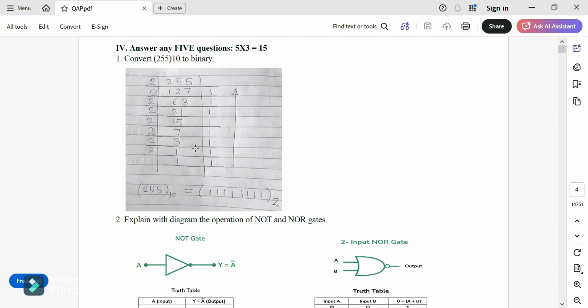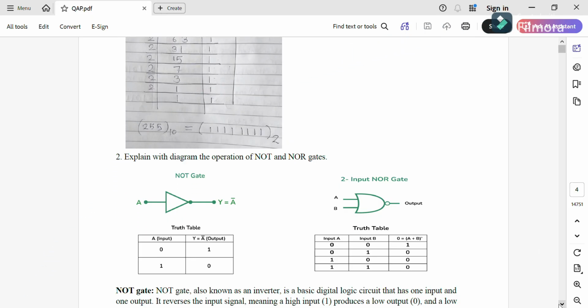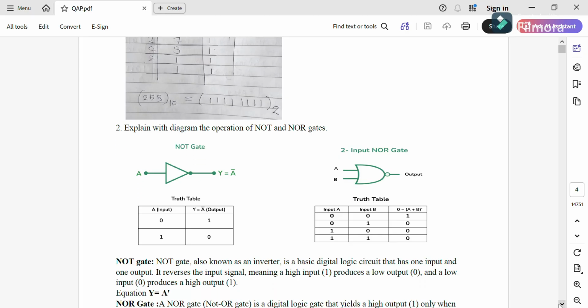For this division and correct answer, you'll get the 3 marks. Next, explain with the diagram the operation of NOT and NOR gate. So with the diagram means what? For the NOT gate, you have to draw the symbol, logical equation, and again the truth table. So what is the equation for the NOT gate? It is a bar. Wherever the input is 0, you will get the output as 1. When the input is 1, the output is 0.